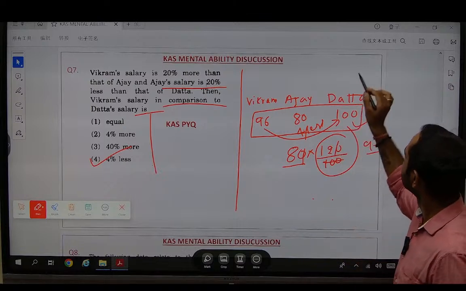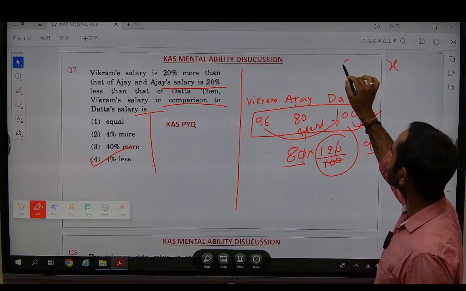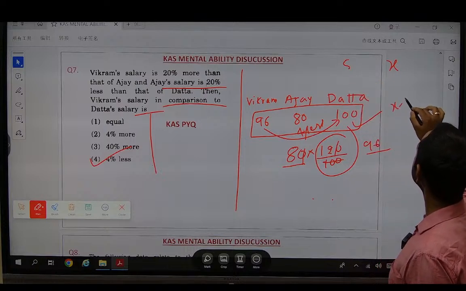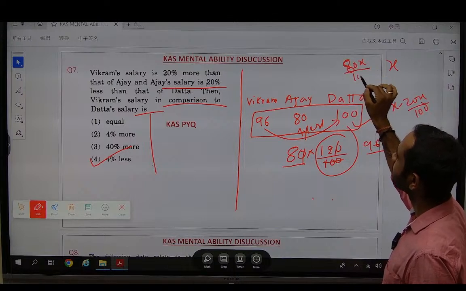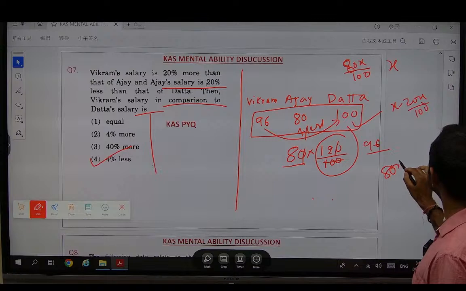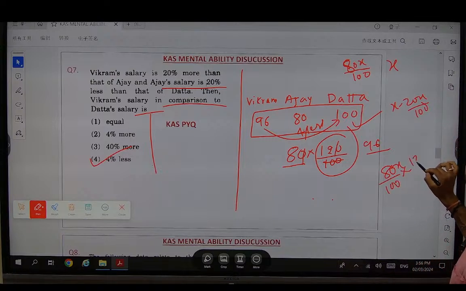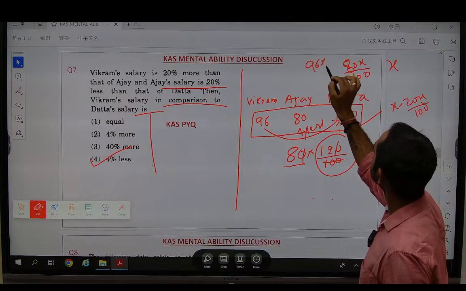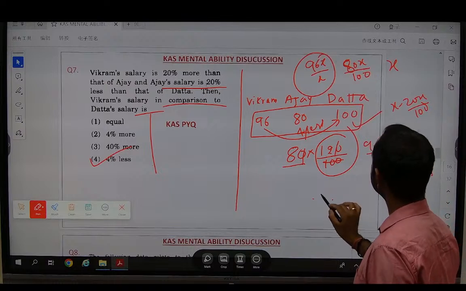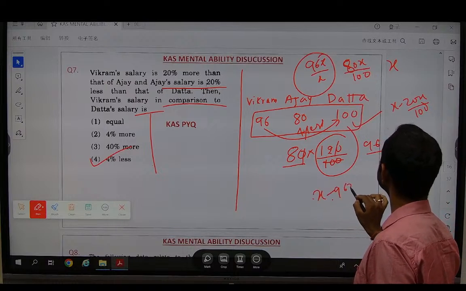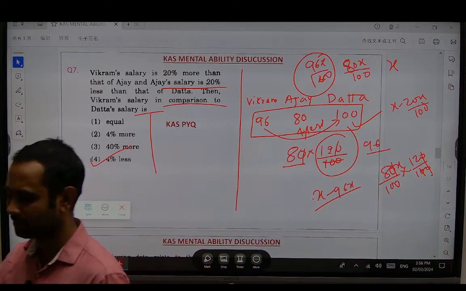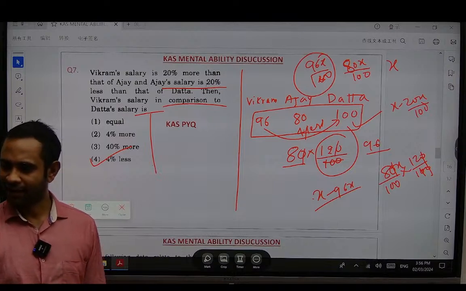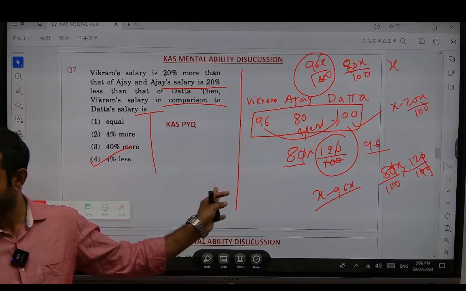Take X. Now Datta's salary is X. Ajay's salary is then X minus 20X by 100. Sir, 80X by 100. Very good. Then Vikram's salary is 20% more. Sir, 80X by 100 into 120 by 100. See how the things are becoming complicated. Sir, 96X by 100. Now, Vikram's salary is how much less? So, sir, X minus 96X by 100 divided by X, into 100. In the exam you will waste time on this. So, avoid this, right?